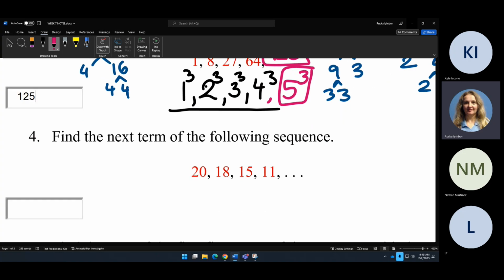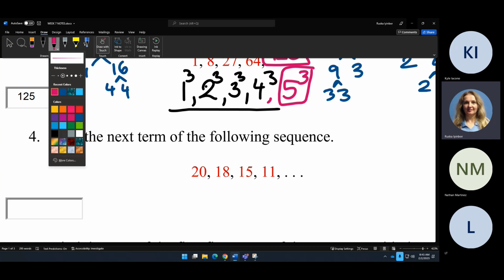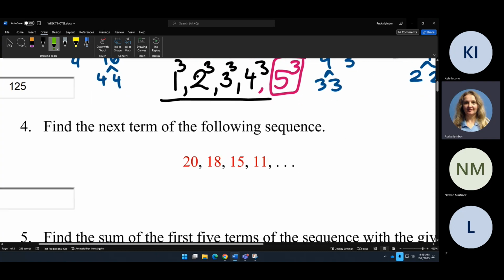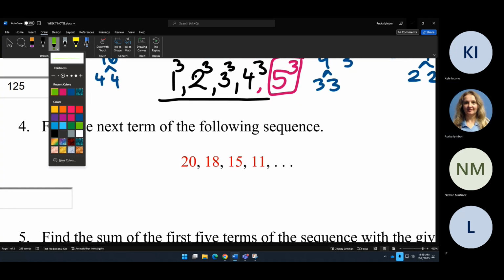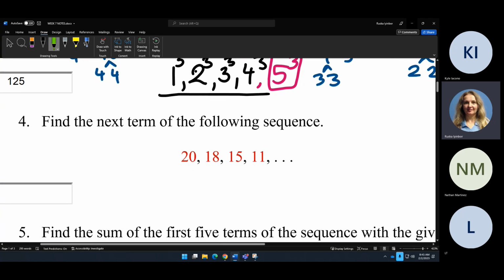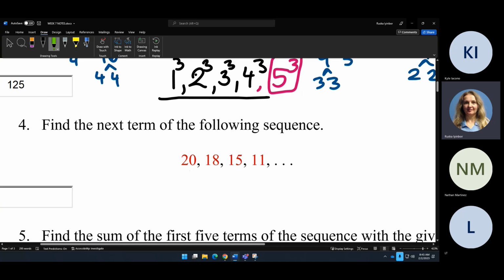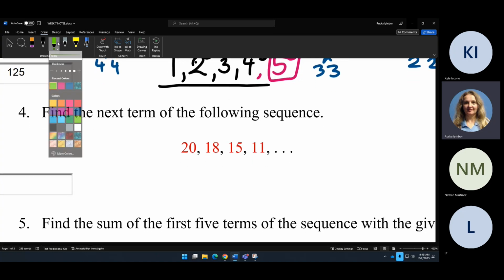Okay, going to number 4. Again, we have numbers, we have to find a pattern. So what's going on? 20, 18, 15, 11. They're getting smaller. So what happened here? What is the pattern? Does somebody see the pattern? So from 20 to get 18, you subtract, come on now, I want to write here. You subtract, okay, it doesn't like the green.